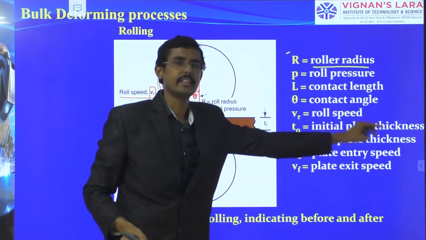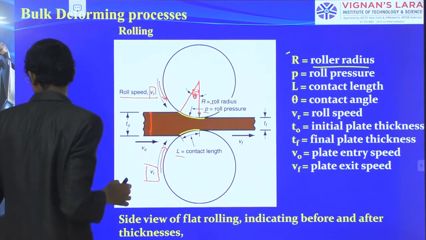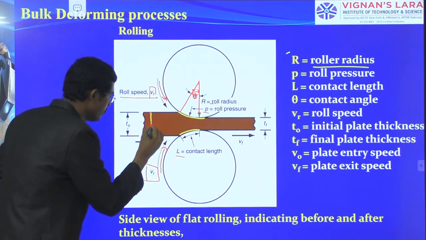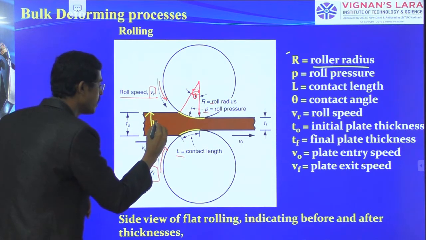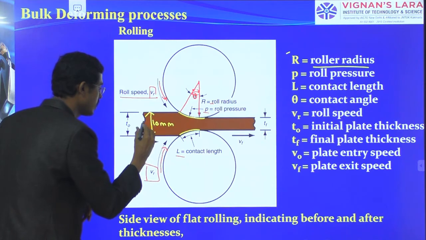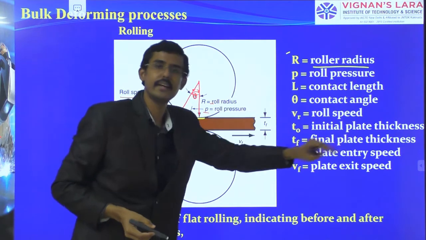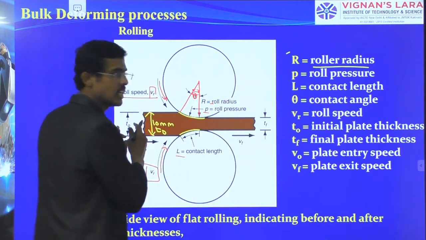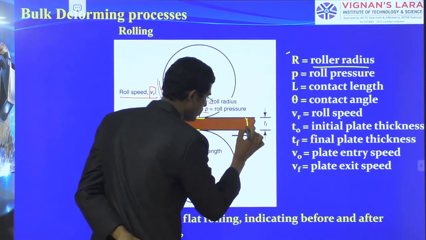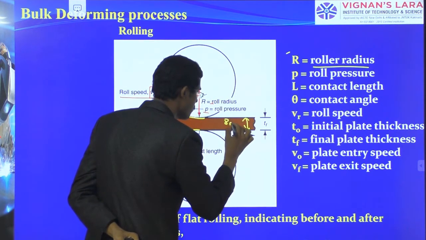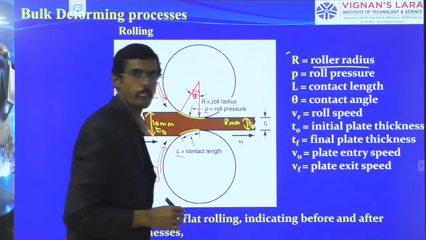Next, the initial plate thickness, T0. Here, the first plate thickness may be, for example, 10 mm. So this is T0. Now, the final plate thickness. From this side, with friction and force applied, it comes out. We understand this to be maybe 8 mm. I mention this as TF, right? TF.